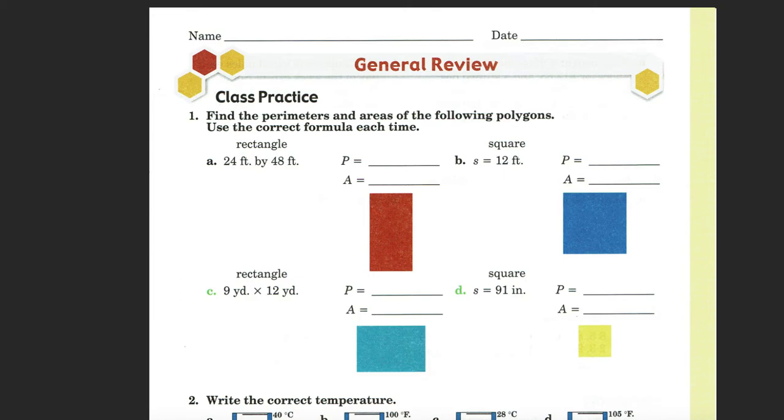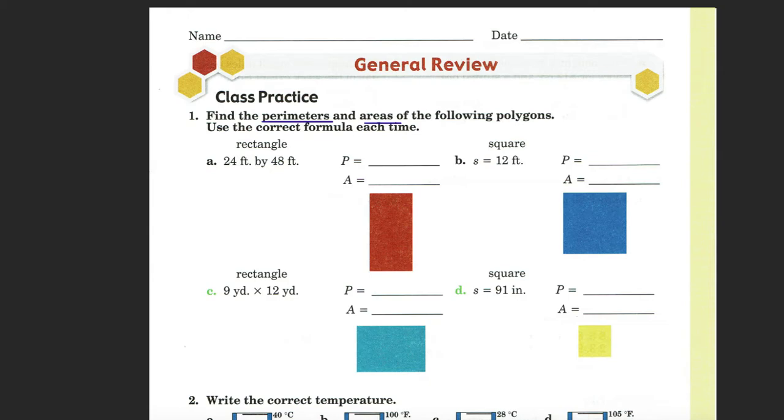Hey, fourth graders. This is general review, pages 297 to 298 in your math books. All right. So, number one says find the perimeters and the areas of the following polygons. Use the correct formula each time.